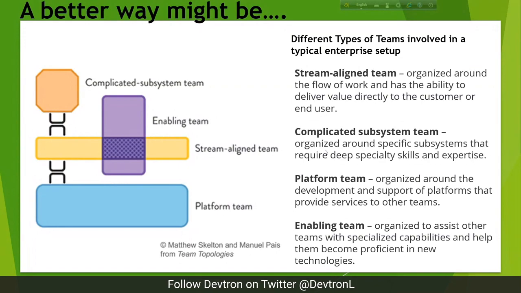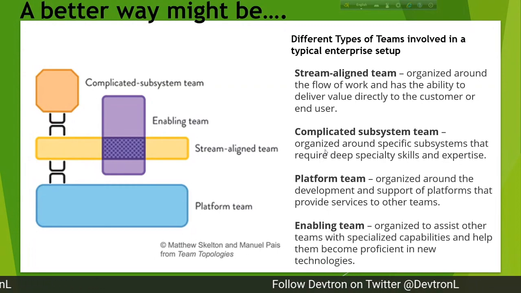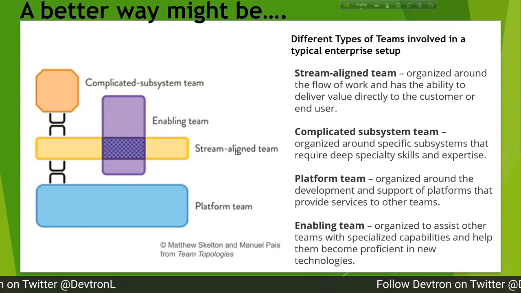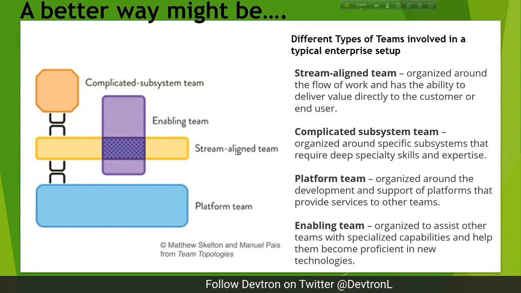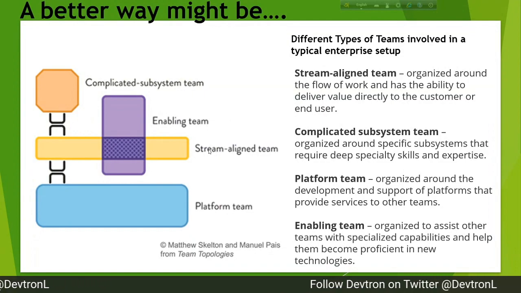If you see the new kind of architecture teams or the new kind of structure that we want, we have this stream aligned team. What is the stream aligned team? The stream aligned team is your business team. They are doing a business. Say, for example, you are working in PayPal. You have to create a credit card transaction portal. So this stream-aligned team is focused on creating that credit card portal.